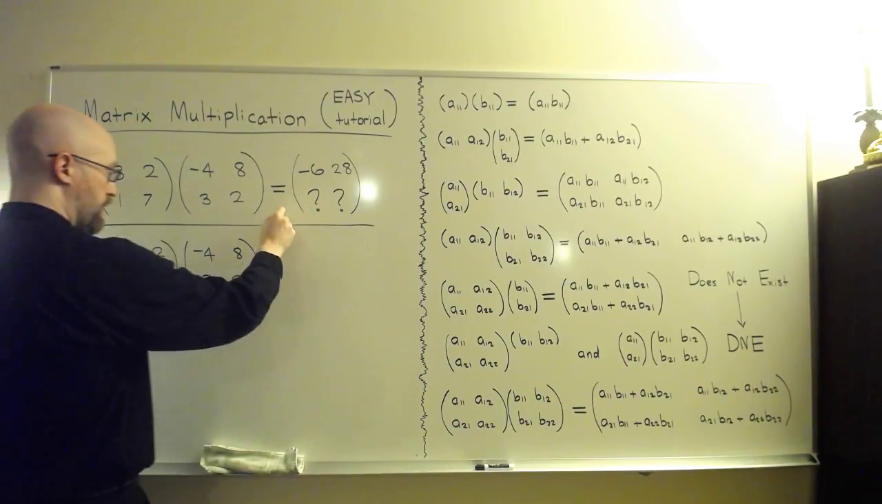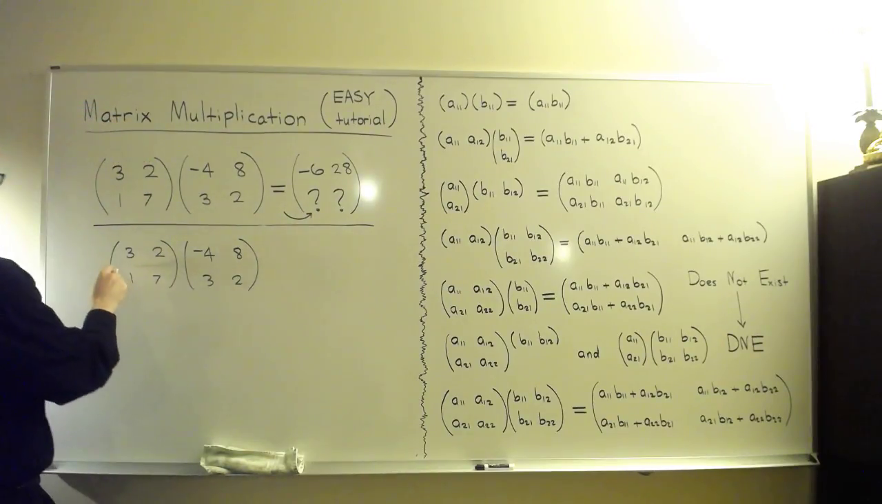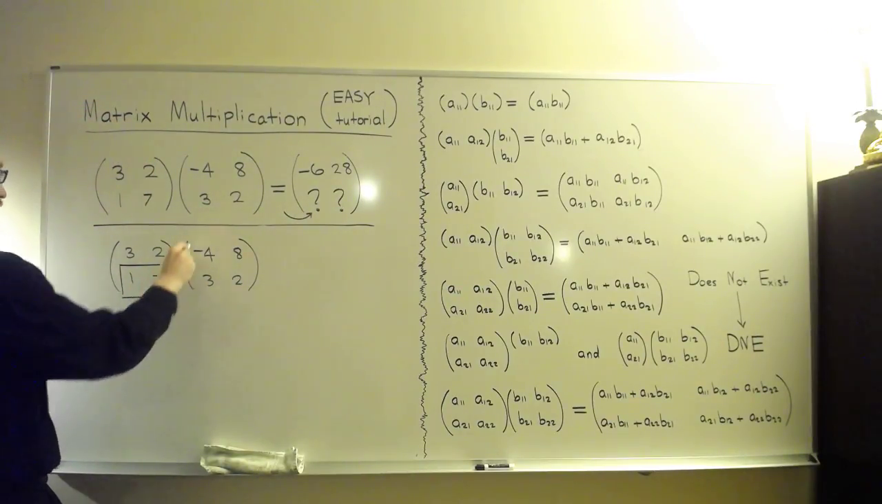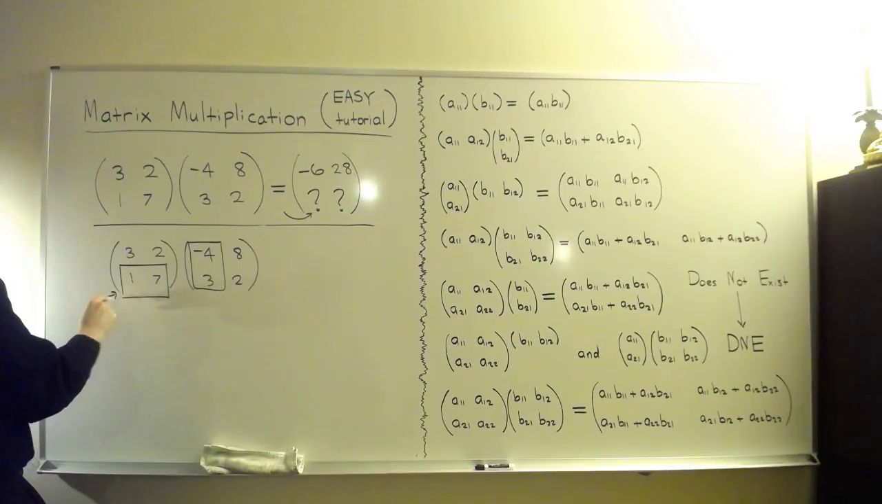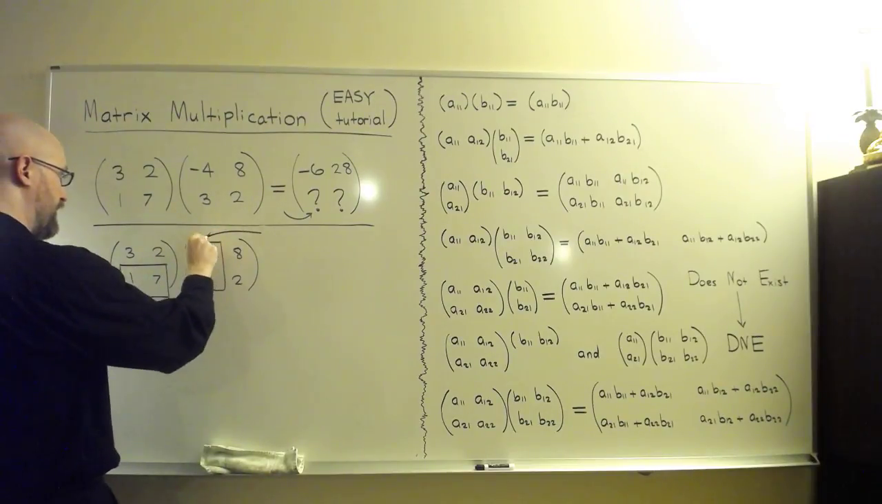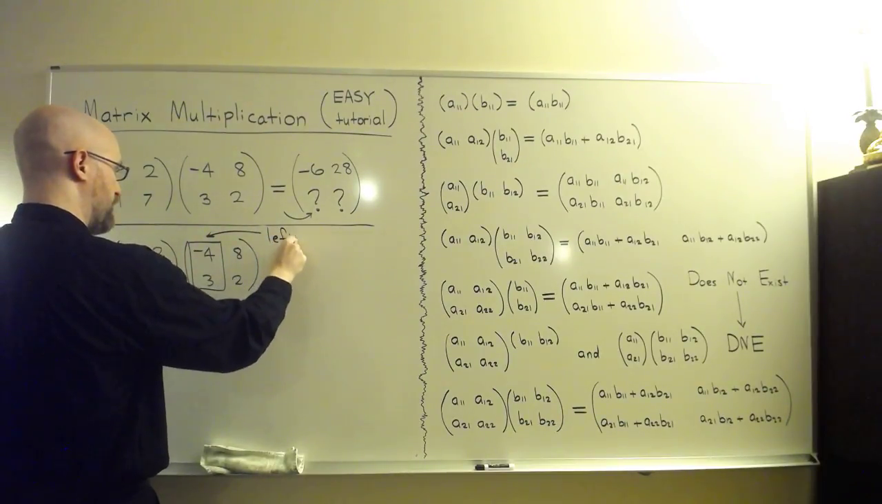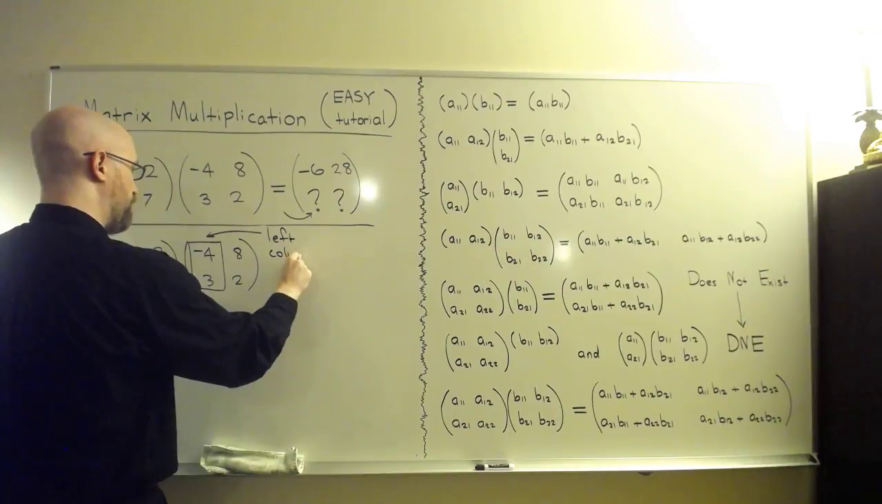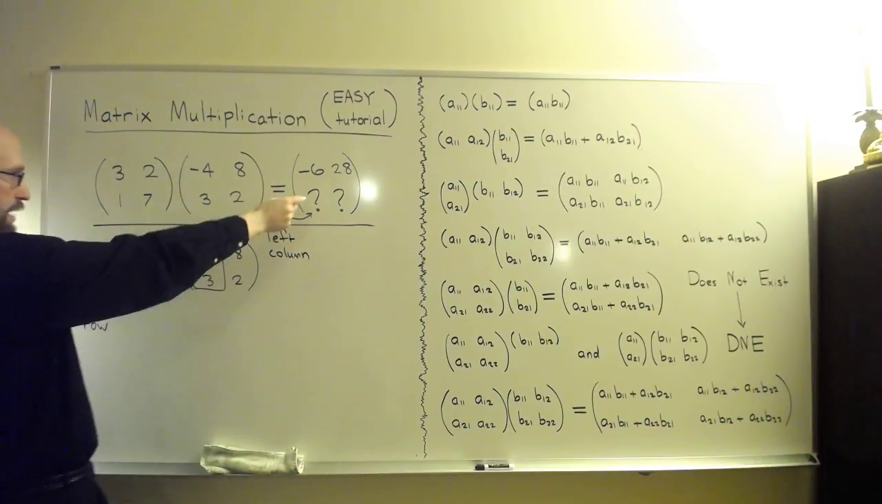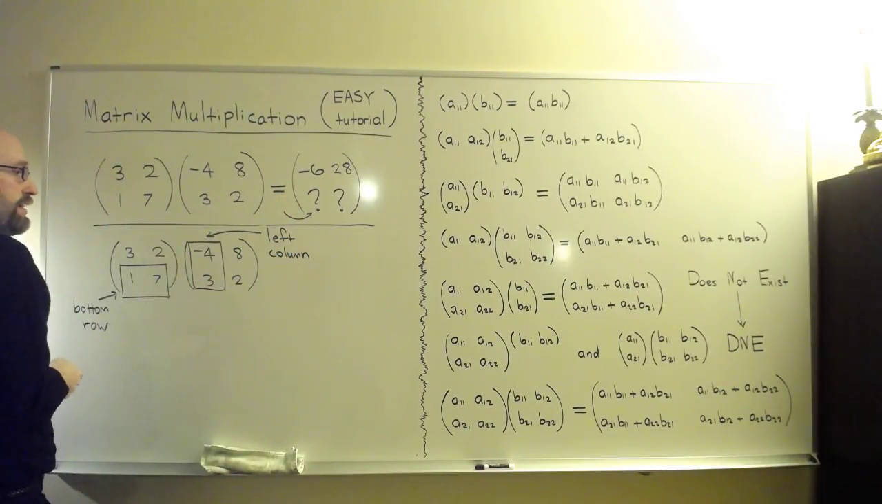I want the bottom left entry, so I'm going to take the bottom row here, the left column here. The logic is the same as before, except now it's bottom row, left column, bottom left, because I'm looking at the bottom left entry in the product.